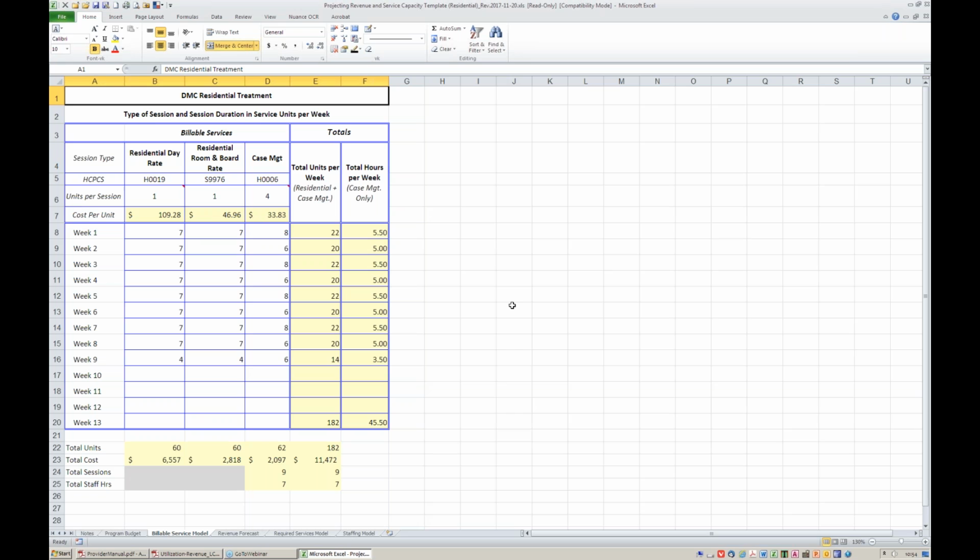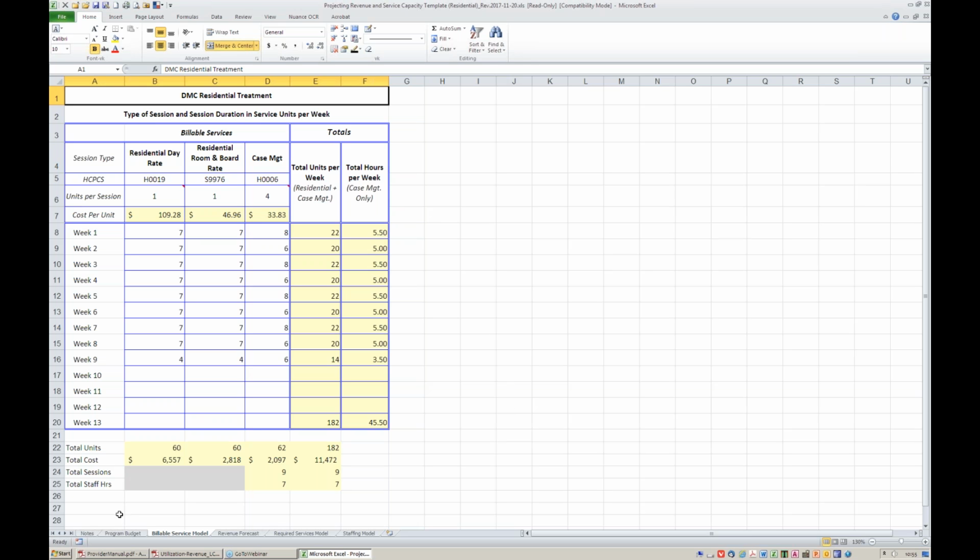And so this shows the total units for the week, and the units are days in 2 cases, and the other it's 15-minute increments. And then we highlight here the case management hours per week.